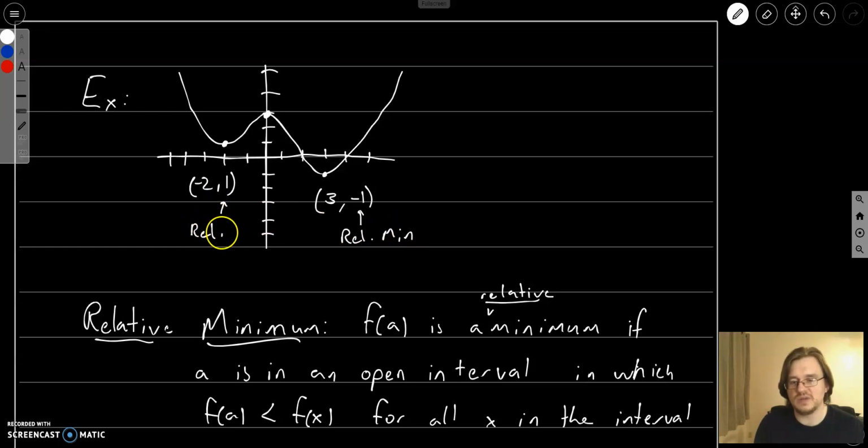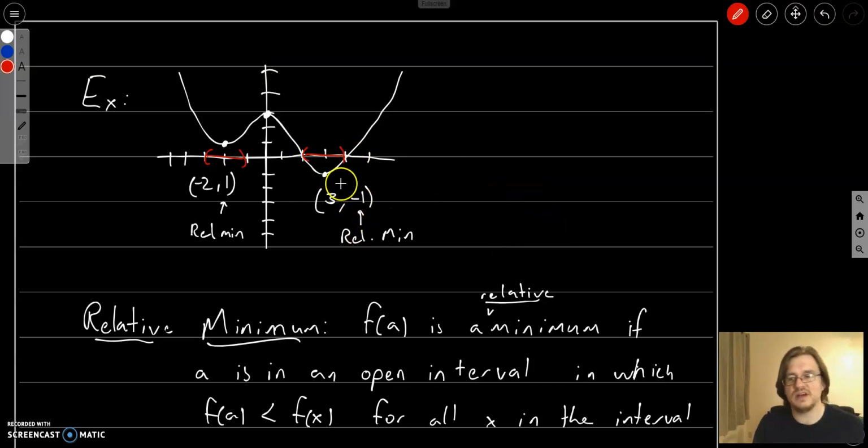Now, what does the prefix relative mean in this instance? Well, it just means in a little area around that point, this is the minimum. This minimum is certainly smaller than this other one, but they are both relative minima. So again, in this little area around this point, this is the minimum, and in this little open interval, this is going to be a minimum. So a relative minimum is wherever we see a little valley in the graph.